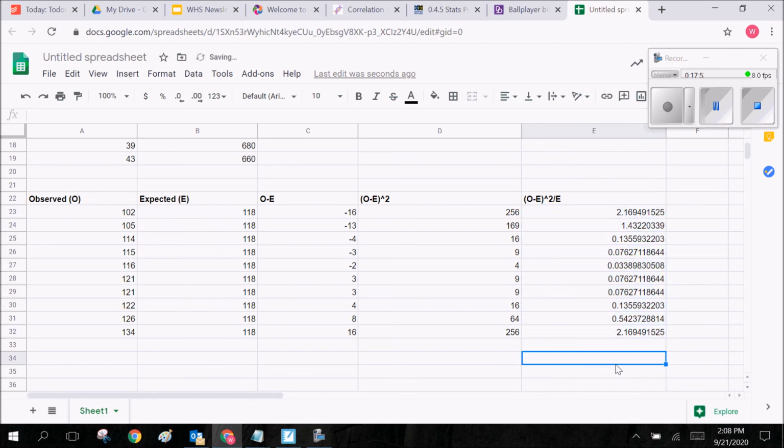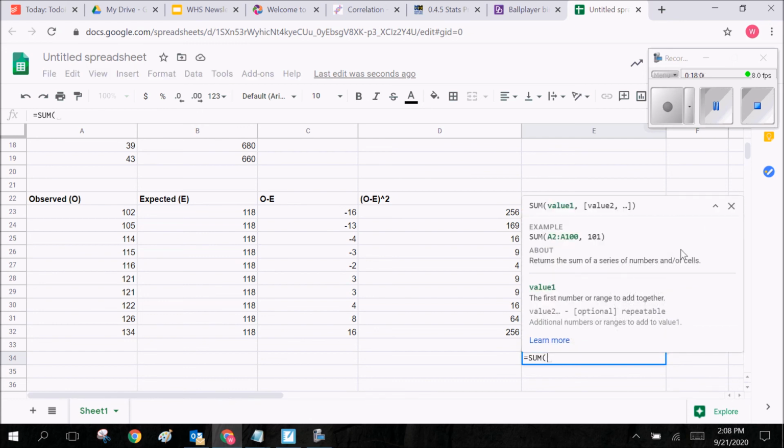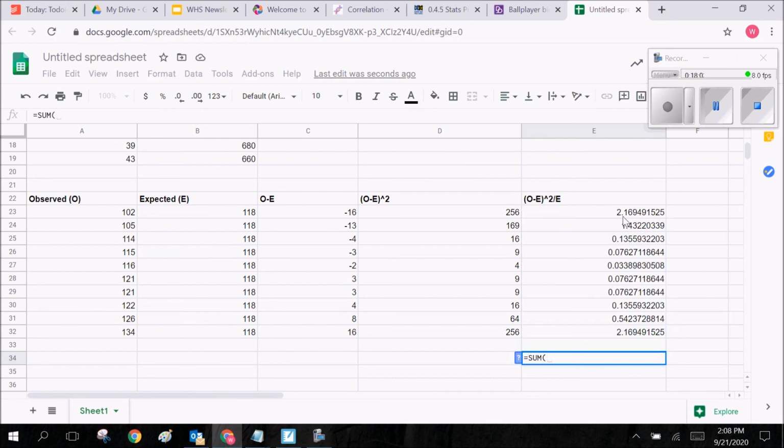And look at that. Now, of course, your chi-square value is the sum of all of these numbers. So I say equals sum, and then I go ahead and select my values. I can't see them, however. What do I have here? E23 through E32. That's easy to remember. So E23 through E32, and there is my chi-square value right here. So this is my chi-square.